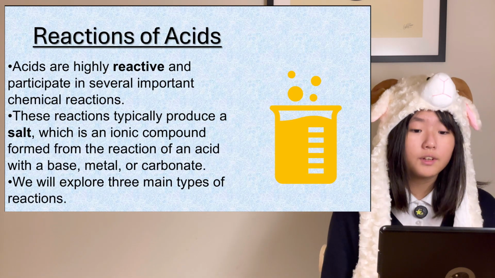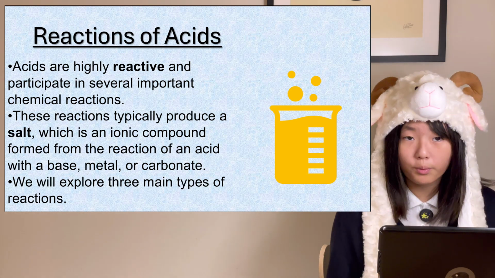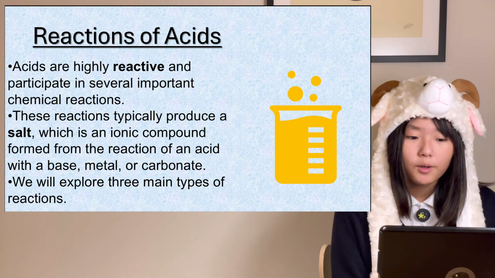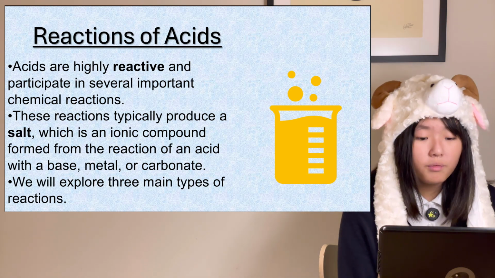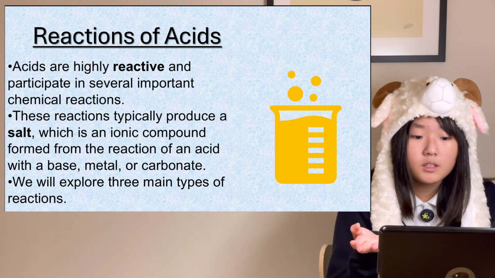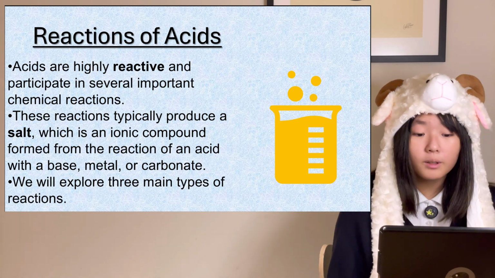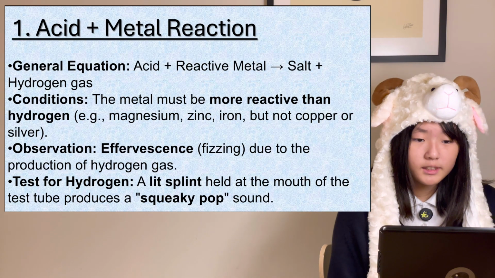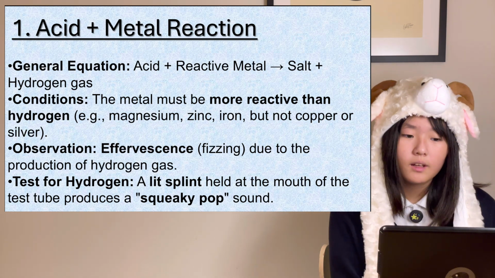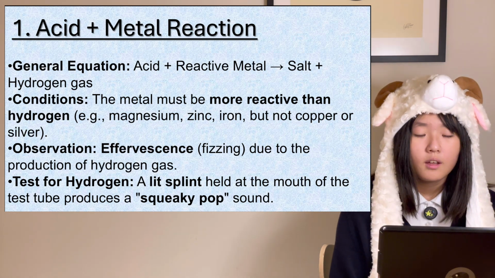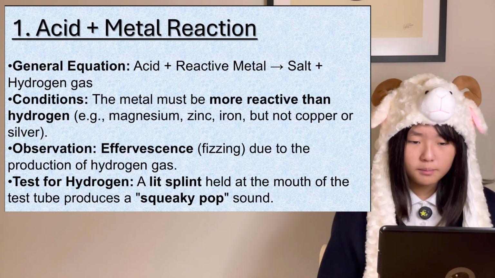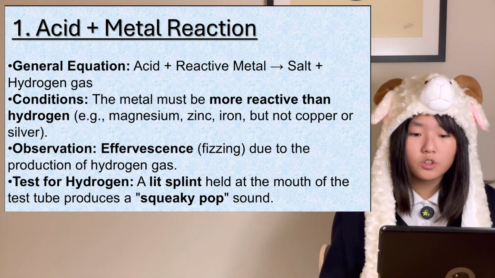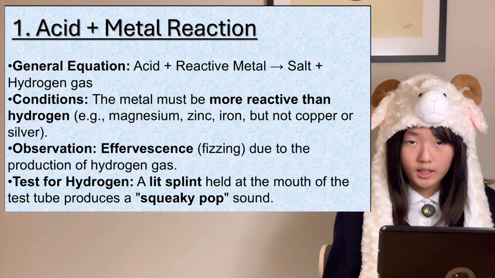Acids are highly reactive and participate in several important chemical reactions. These reactions typically produce a salt, which is an ionic compound formed from the reaction of an acid with a base, metal, or carbonate. We will explore three main types of reactions. The first reaction is an acid and metal reaction. The general equation, which is the equation that you can just fill in the blanks for, is an acid plus the reactive metal is the salt plus hydrogen gas.